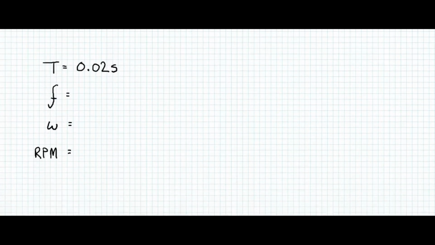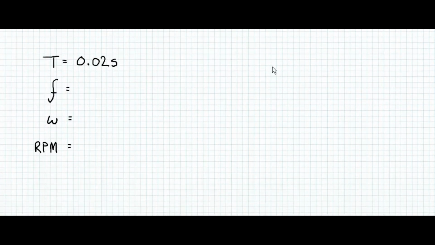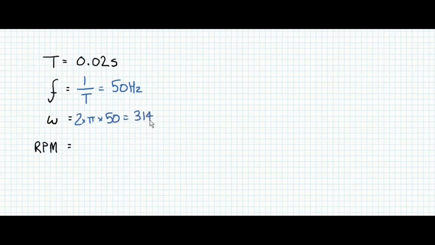Next we have a case where we've got a few different variables to calculate, and we know that the time period is the reciprocal of the frequency, so the frequency is the reciprocal of the time period, which in this case is 50 Hertz. Now the angular frequency is going to be 2 times pi multiplied by that 50 Hertz, which is going to give me 314.2 radians per second.